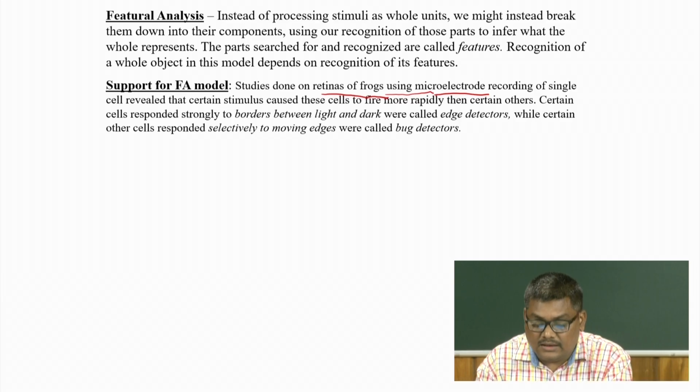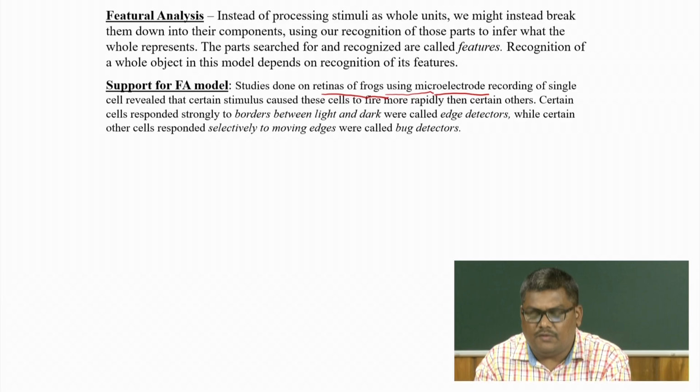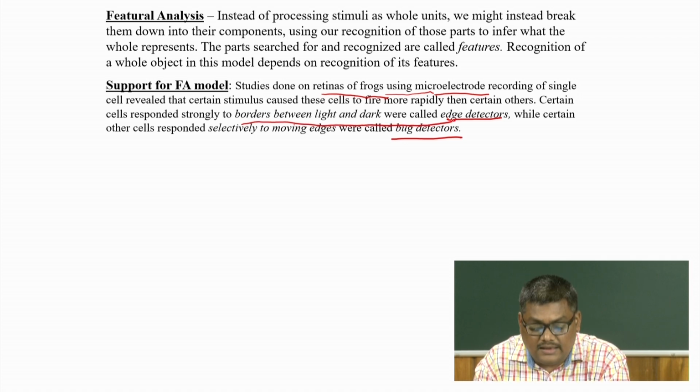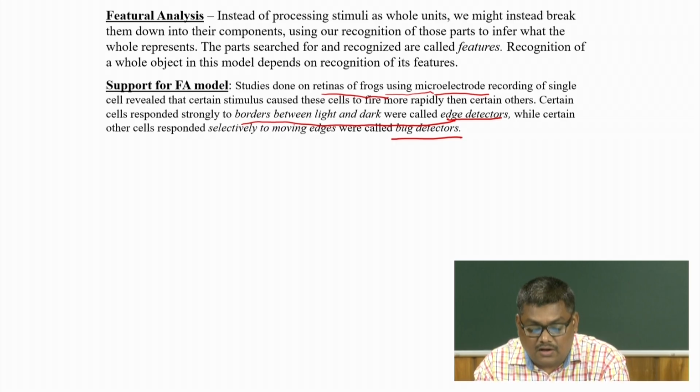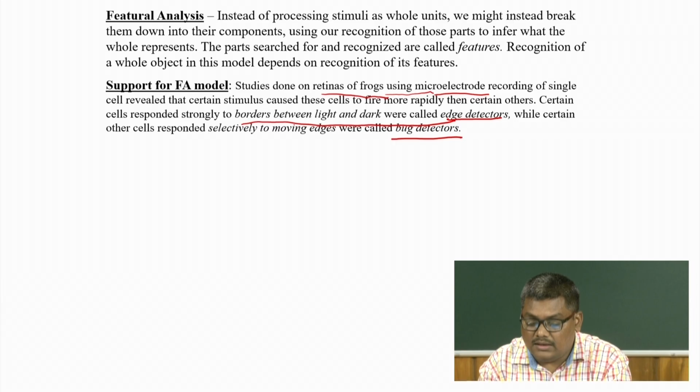For example, two groups of retinal detectors have been found. One is called the edge detector, the other is called the bug detector. The edge detector is that group of cells in the retina which become active, or fire more, when a frog sees or forms a border between a dark and a light area, and this group of cells is called the edge detectors.